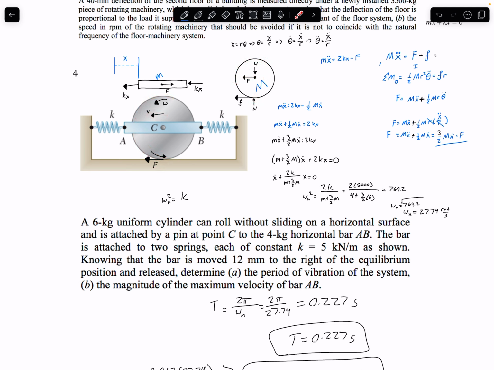A little confusing here, because the solutions had friction going the opposite way, both in the math and the free body diagram, but I'm not sure that's right. We also know that x is equal to r theta, so theta dot is equal to x dot divided by r, and theta double dot is equal to x double dot divided by r.